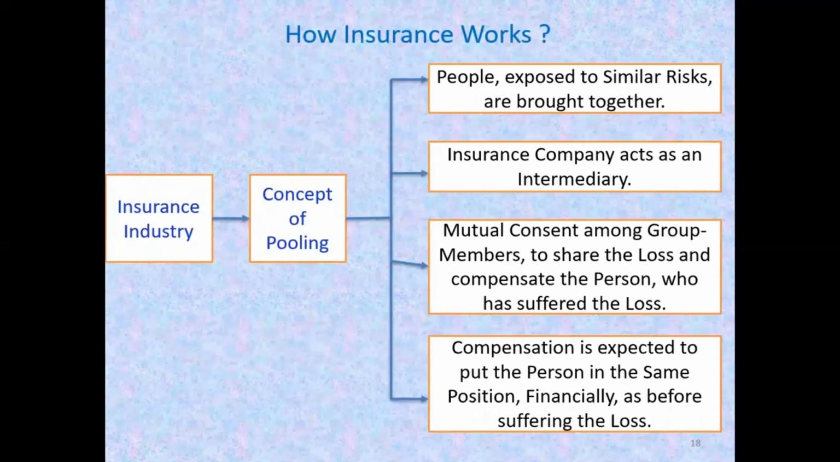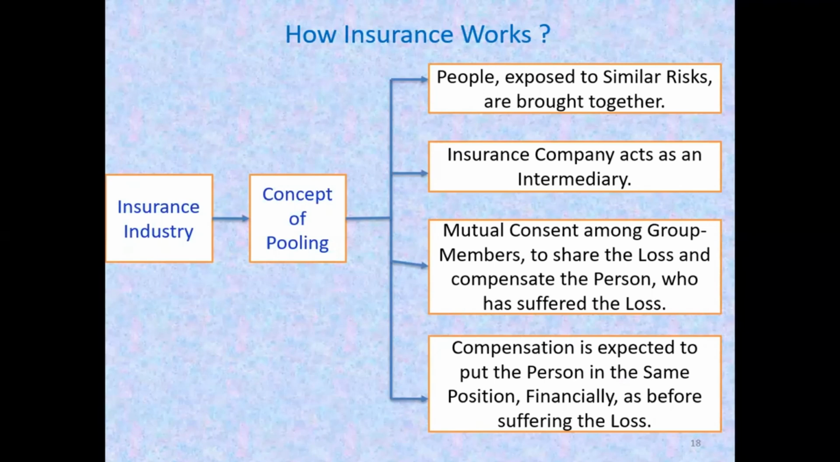So just to summarize what we spoke in the previous slide, how insurance works. There is an insurance industry, there is a concept of pooling. Like I said, people exposed to similar risks are brought together. When we say similar risk, all the people who own vehicles can come together, all the people who own residential houses will come together. Like this, we pool them and we give them one common product, which is either fire insurance or motor insurance. Like this, they are brought together and pooled. And then the insurance company acts as an intermediary to manage this pool of premium.